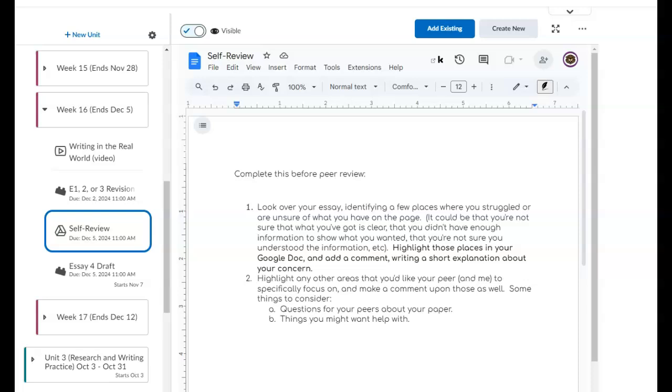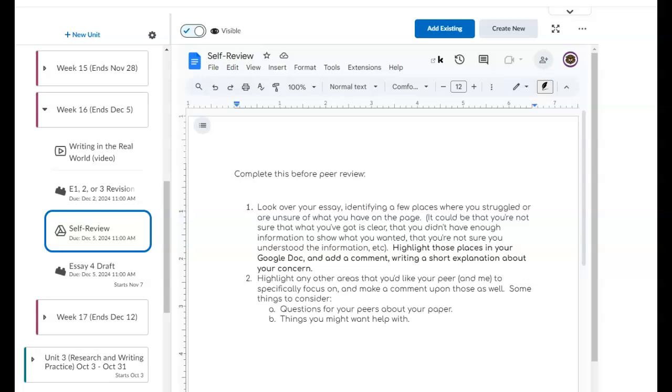What I actually want you to do is to actually highlight those places in your draft before you submit it. Okay. So go ahead. If you do this in your Google Doc, just go ahead and do it there. And then submit that draft as is. If you do it in Microsoft Word, add the comments there as well. Okay, these really do need to work as comments. Okay, then highlight any areas you'd like your peer and me specifically to focus on. Make a comment upon these things as well.